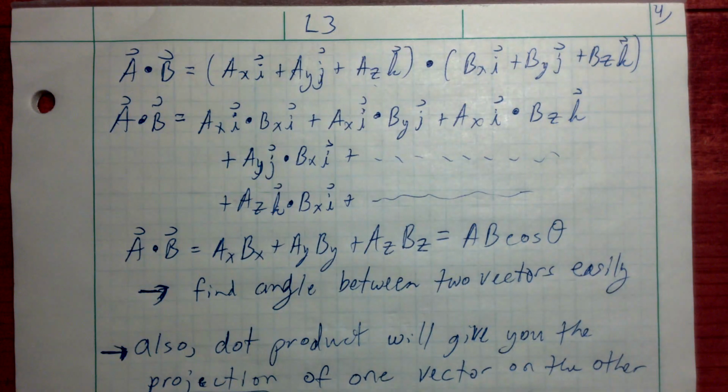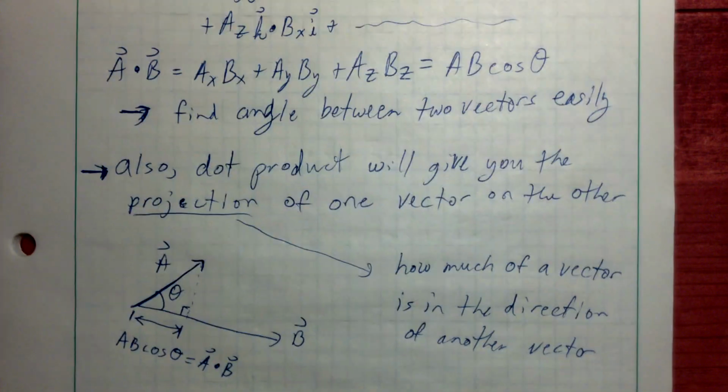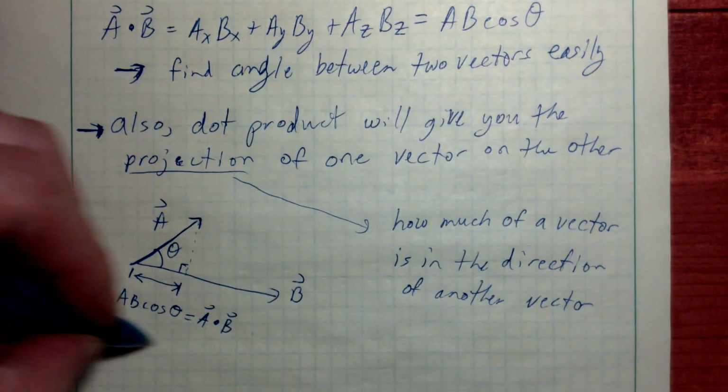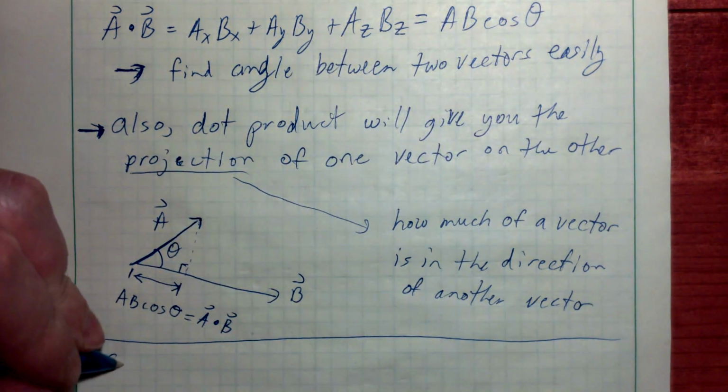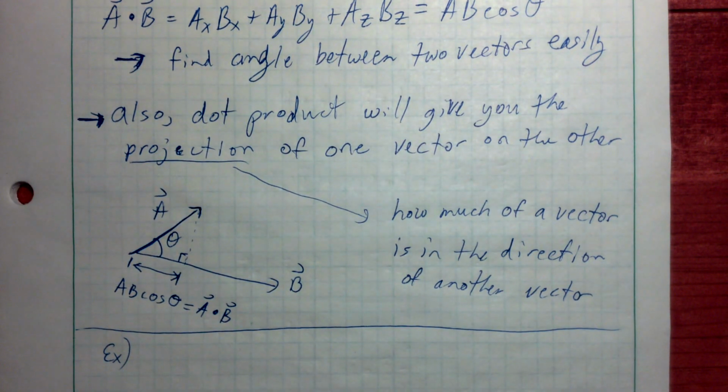So one more video for lecture 3 here, and this finishes up chapter 2 for us in the Hibbler text, and most other texts as well. So we've just talked about the dot product here. Let's work an example. Pretty straightforward example.